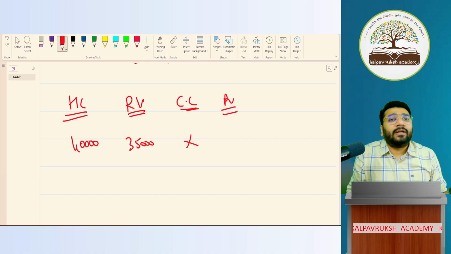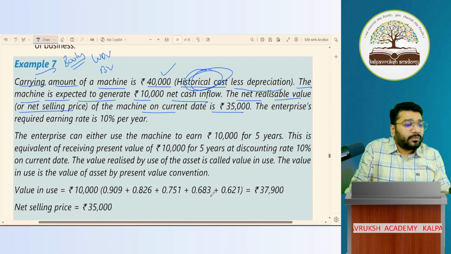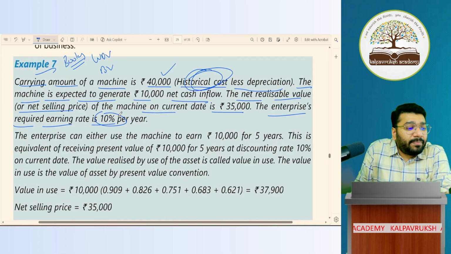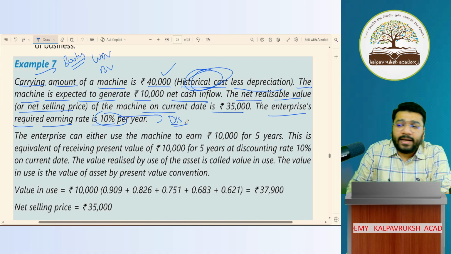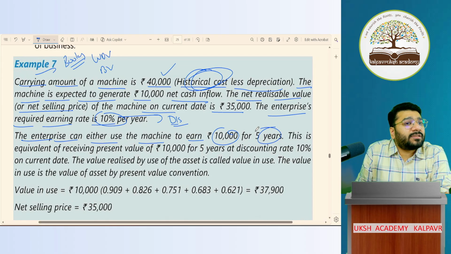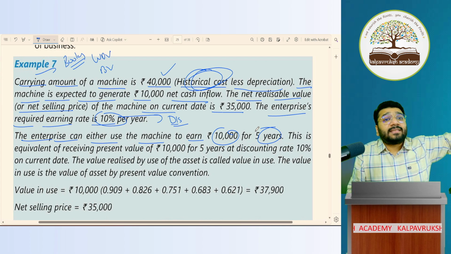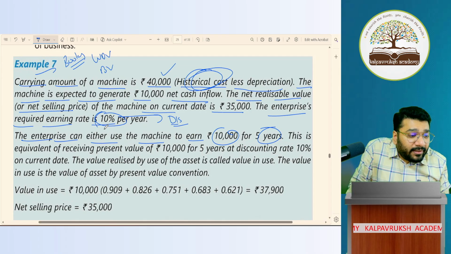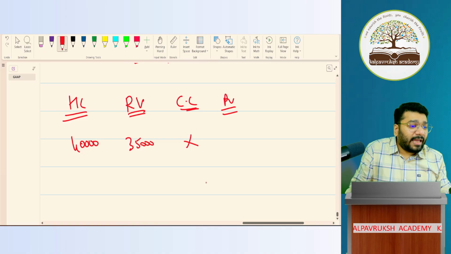Present value we have to calculate. What is the present value? The enterprise requires an earning rate of 10% per year. So this 10% is what? My discount rate. The enterprise can either use this machine to earn 10,000 for 5 years. So how many years I'm going to use this machine to generate income? 5 years. At what interest rate? 10%. Now, can we calculate the present value?